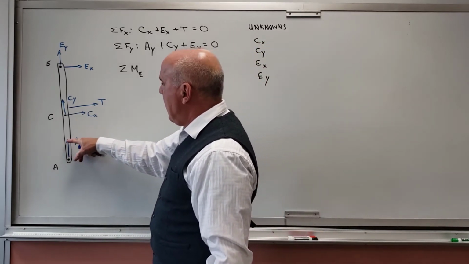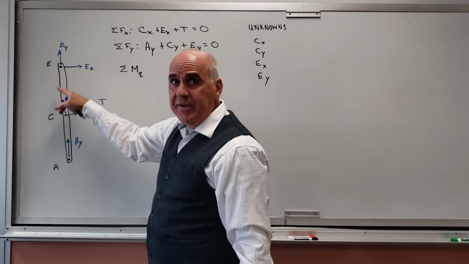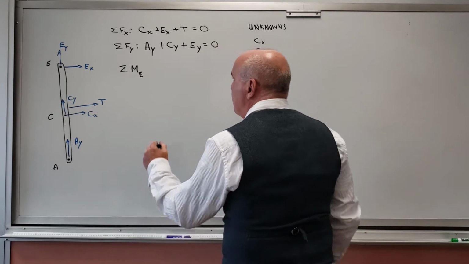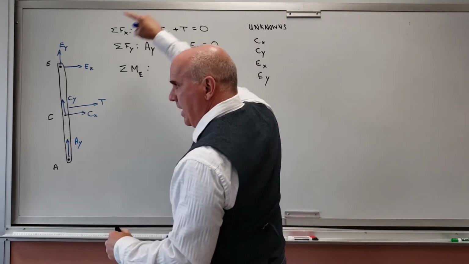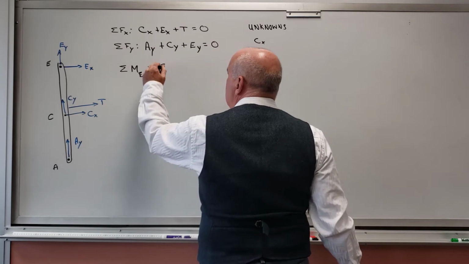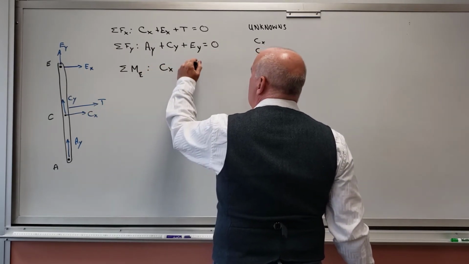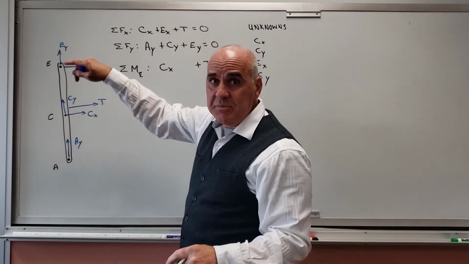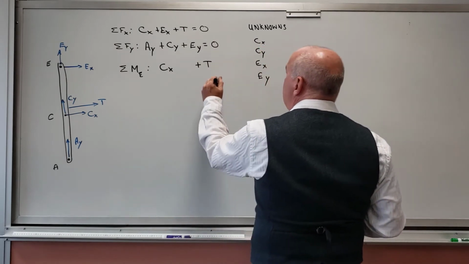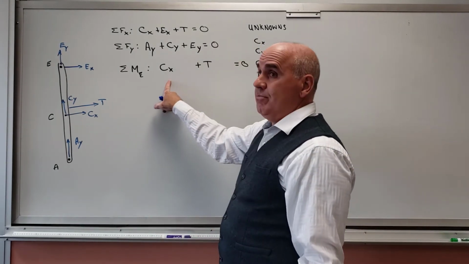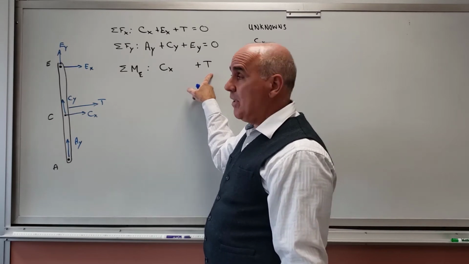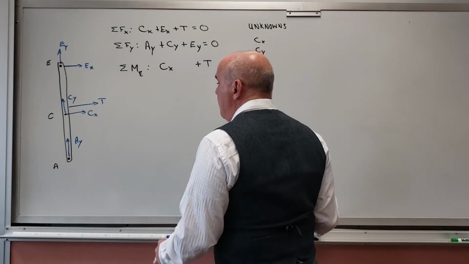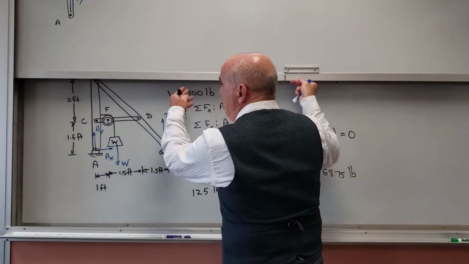I'm going to eliminate AY and CY because the lines of action of AY and CY pass through E. So they have no moments. So all I really have is CX. CX is trying to rotate it in the counterclockwise direction. So that's CX times some distance. And then T is also rotating it in the counterclockwise direction, and that's going to be times some distance. We'll look at those distances here in just a second. And that's all going to equal 0. So I know T is to the right because I know its numeric value. So CX is going to be in the wrong direction. And that's okay.